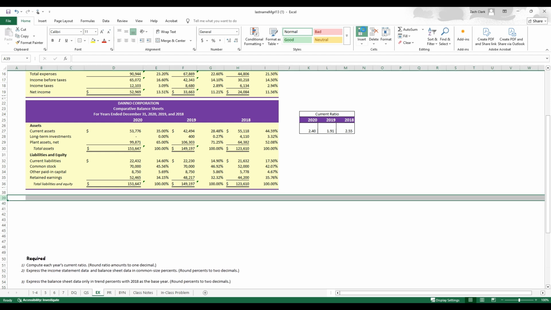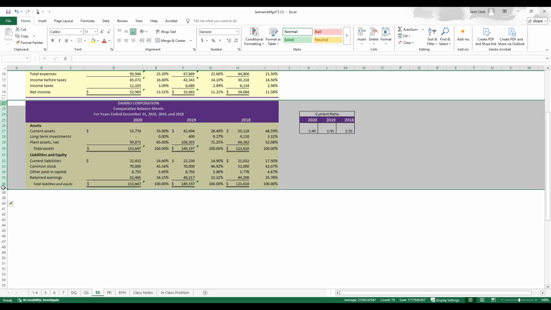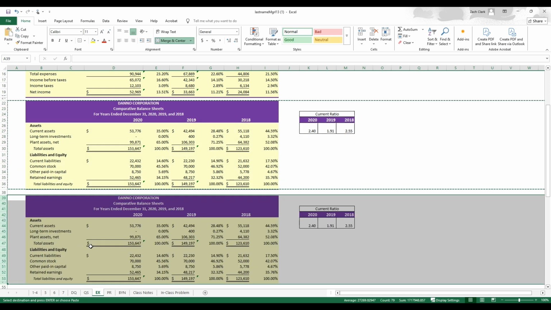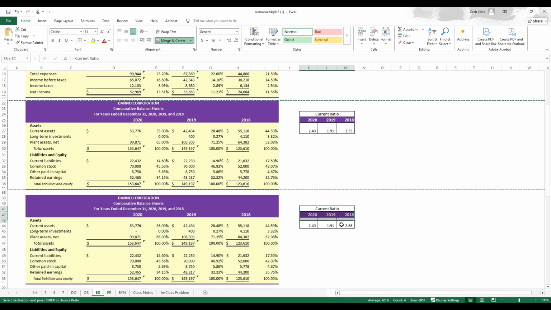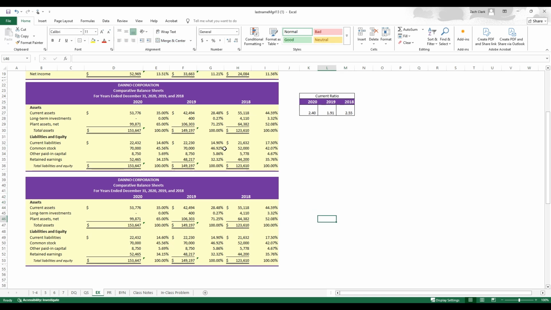So I think I have an idea of how to do this effectively. I'm going to give myself a bunch of space. Then I'm going to highlight all these rows here, copy, and then insert copied cells. So now we have a copy basically of what we just did. I'm going to delete this one out just because we don't really care about having that again.